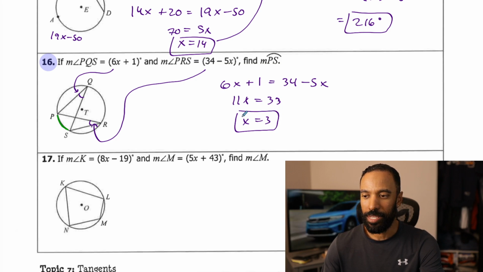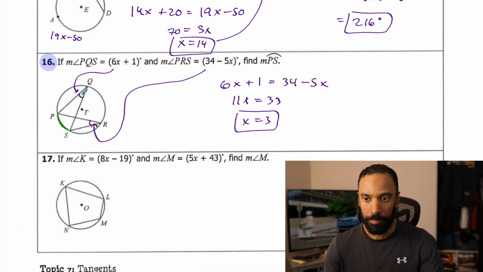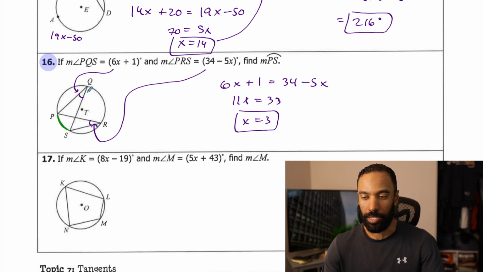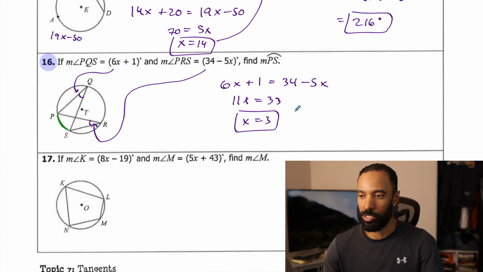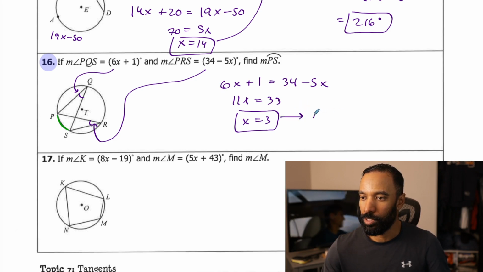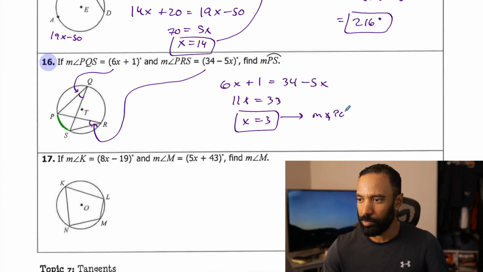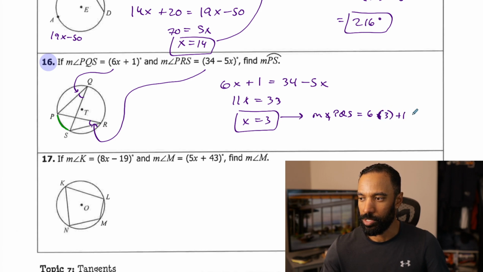The measure of arc PS will be found by finding either one of these angle measures here and then doubling it. Because the inscribed angle is half the measure, the intercepted arc is double the inscribed angle. So let's do measure of angle, which one looks better? This one, 6x plus 1. PQS is 6 times 3 plus 1. 18 plus 1 is 19.